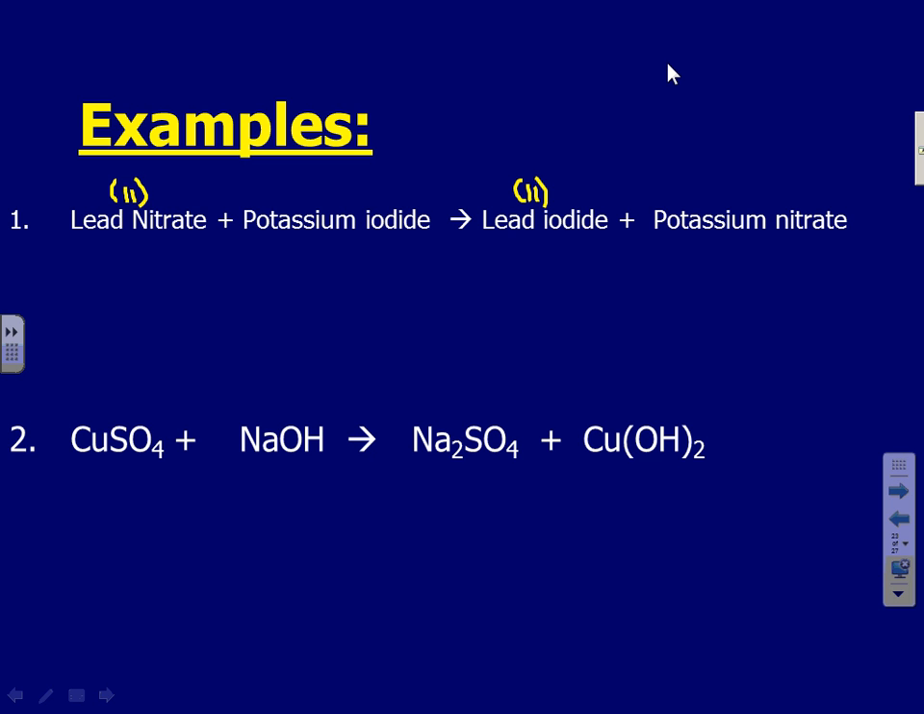Lead 2 nitrate. What's the formula going to be? Pb(NO3)2. Why is it a 2? The lead is 2 and the nitrate is 1. They cross over. All right? The lead is 2, the nitrate is 1, and it crosses over. Okay?